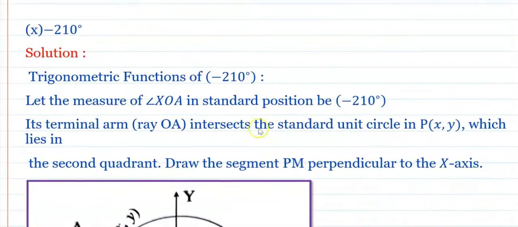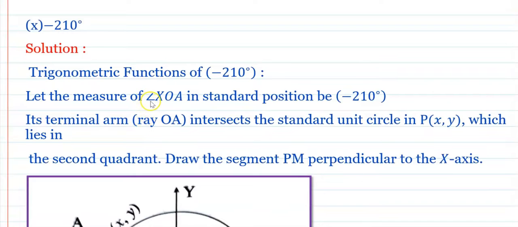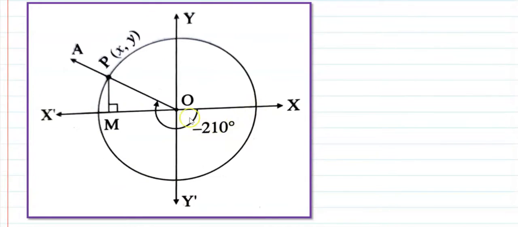Okay. Now the next, minus 210. The trigonometric functions of minus 210. The measure of angle XOA, see this here, XOA, is minus 210. The point P lies in the second quadrant.